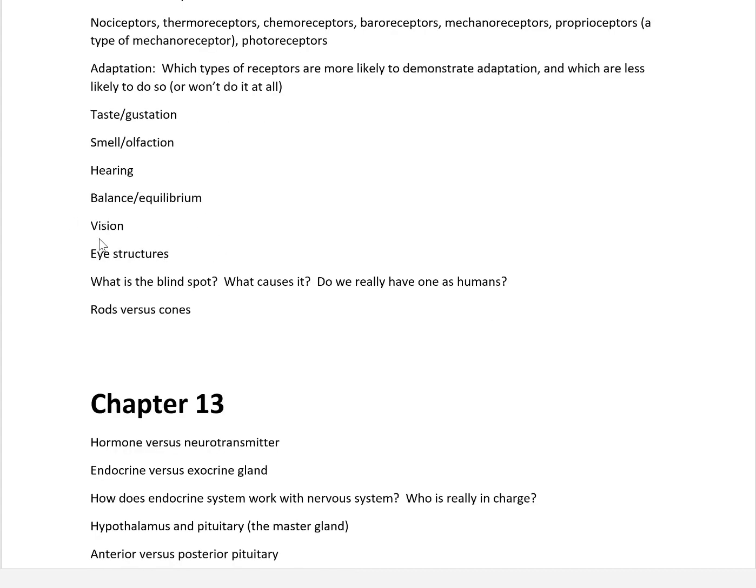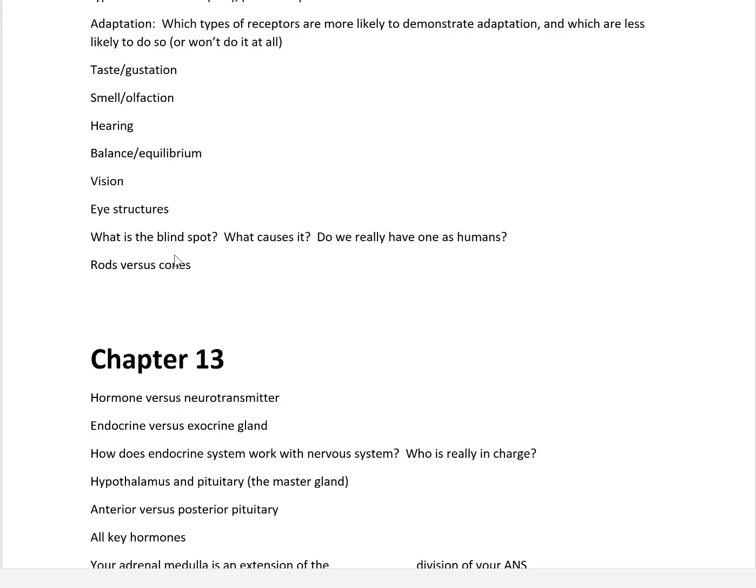And then vision, of course, would be one of your cranial nerves, the optic nerve, and make sure you know the structures of the eye from that video. All right, this one I wanted to add just because it's kind of neat. What is the blind spot? It's actually called the optic disc.